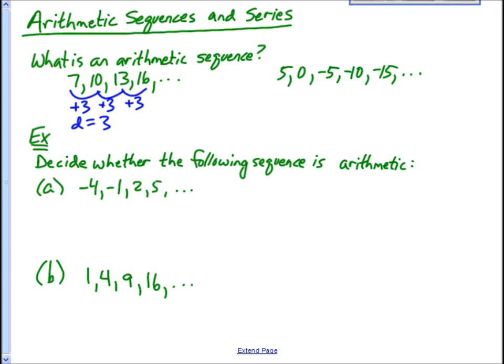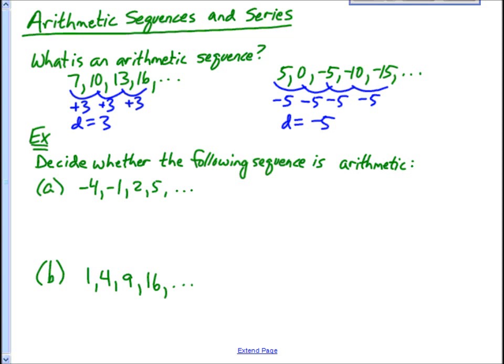Let's look at the next one here. 5, 0, -5, -10, -15. Of course, you know the next one's going to be -20. Can you tell that you're going down 5 each time here? Down 5, getting smaller. So your common difference here is -5. Those are both arithmetic sequences.